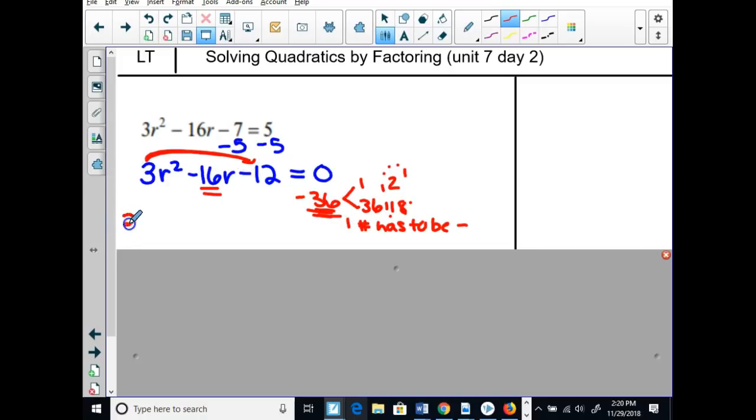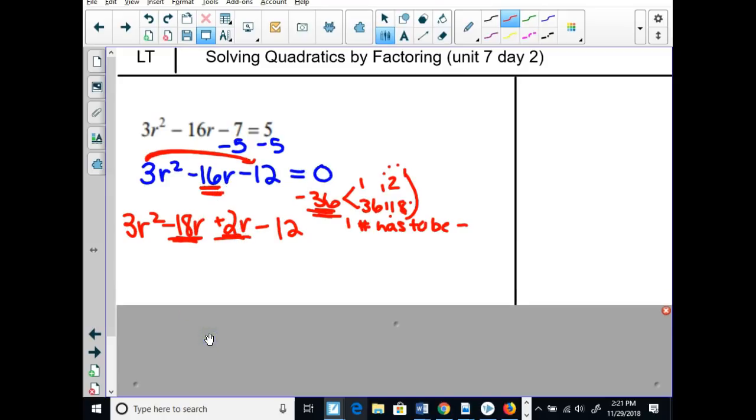What am I going to do next? I'm going to rewrite it. 3r squared, blank, blank, minus 12. And I know that 2 and 18, I can get negative 16 that way. How can I get it? If I have a negative 18r and a positive 2r. Okay, the variables always go in there. Negative 18r and 2r, that gives me negative 16r. Next, I'm going to break it up into my groups.